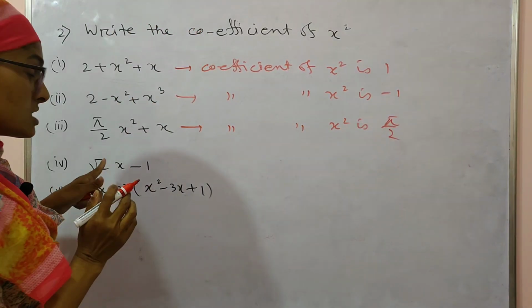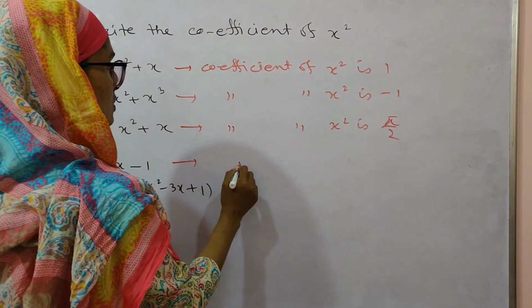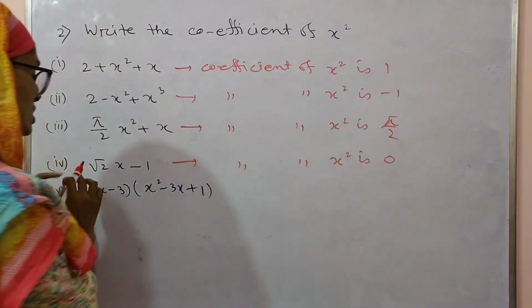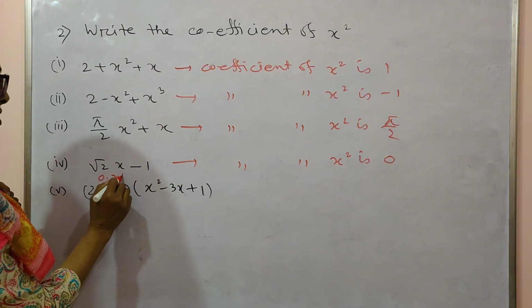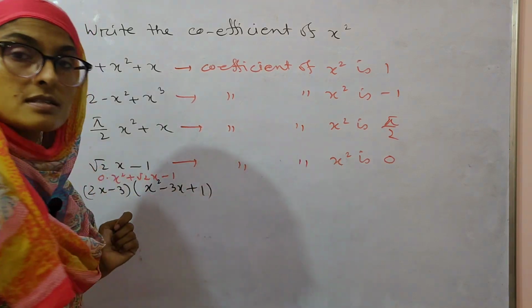Here there is no x square, so the coefficient of x square is 0. That means you can write here 0 into x square plus root 2x minus 1. So the coefficient of x square is 0.